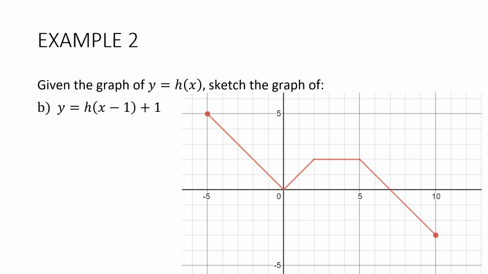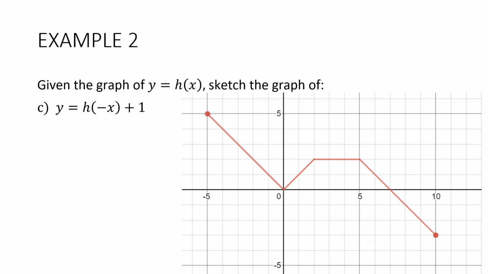Now, what have we got here? We have two translations. We have a horizontal translation, 1 unit to the right, and a vertical translation, 1 unit up. Again, order is not important. So I've shifted it over to the right and then up 1.